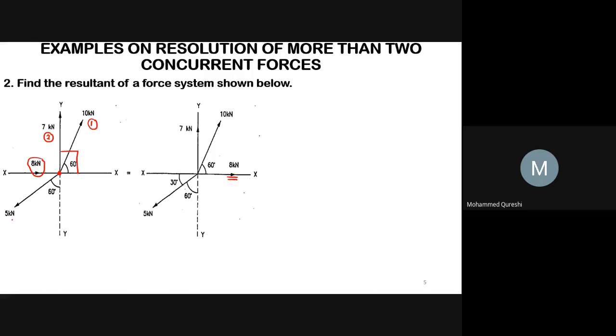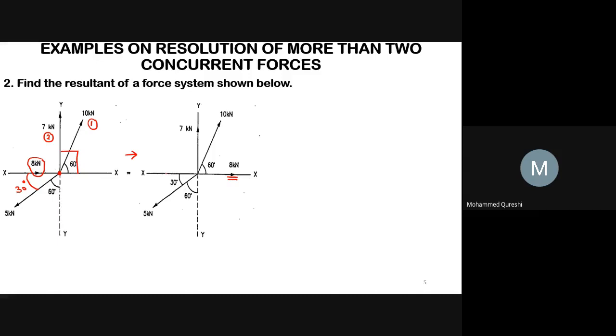And then 5 kilo Newton. 5 kilo Newton is making an angle 60 degree with the y-axis. But according to the angle, we will take theta as 30 degree with the horizontal axis. Here the total is 90 degree, and out of 90 degree, we have 60 degree, so the remaining angle will be 30. So we are just converting this figure into this. We have converted this push force into pull force, and second, the 5 kilo Newton with 30 degree with the horizontal x-axis.